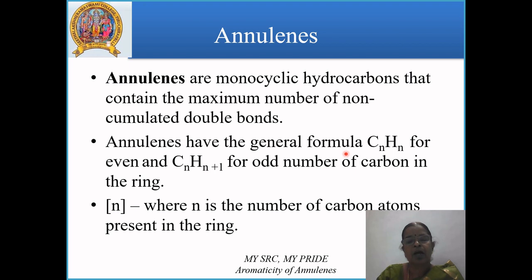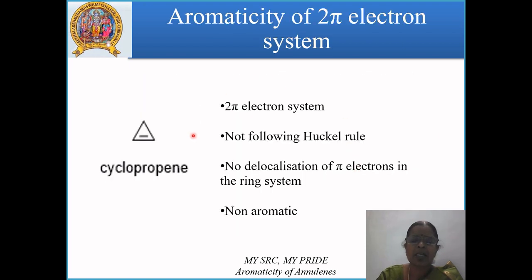Annulenes. Annulenes are monocyclic hydrocarbons that contain the maximum number of non-cumulated double bonds. Annulenes have the general formula CnHn for an even number and CnHn+1 for an odd number of carbons in the ring, where n is the number of carbon atoms present in the ring. So the simplest annulene is cyclopropene.